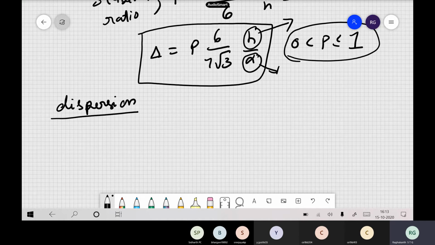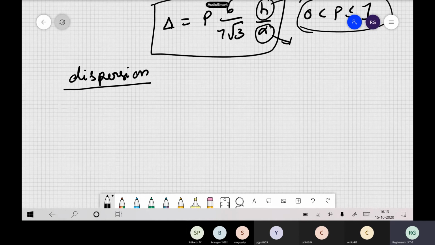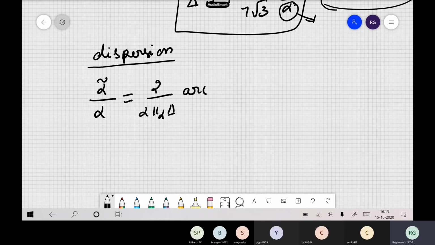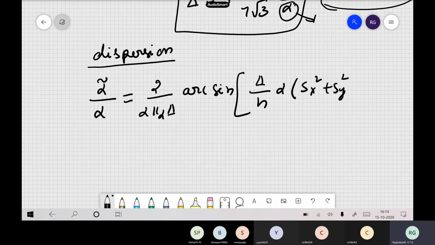Okay, so P wave grid dispersion, we discussed long back. Now alpha bar, this is a grid velocity, and this is the original velocity. So you can write 2 by alpha k alpha delta times arc sine of delta by h times alpha times (sx square plus sy square plus sz square) whole to the power of half.